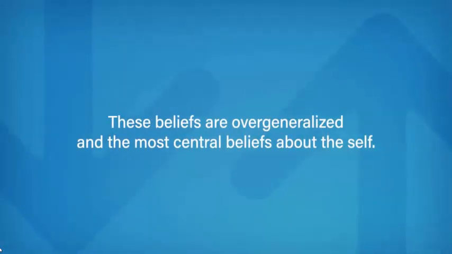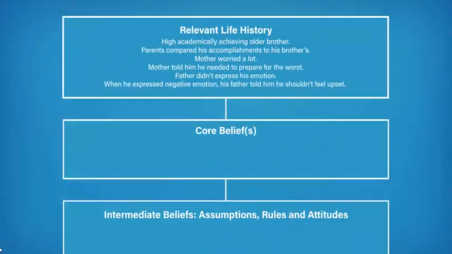Clients' negative interpretations of these relevant life events or circumstances then become reflected in something called their core beliefs. These beliefs are overgeneralized, so they apply to a lot of different situations, and they're the client's most central beliefs about themselves, so much so that they seem like these fixed absolute truths about yourself. You can think of them as I am statements like, I am blank. So Ken developed the core belief, I am stupid, I am weak, and I am vulnerable to negative emotion.